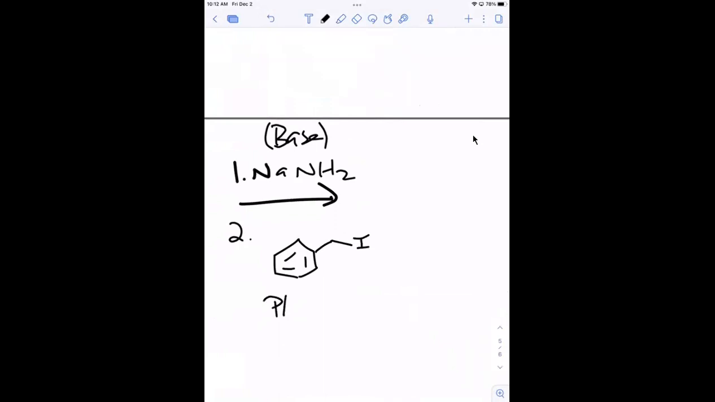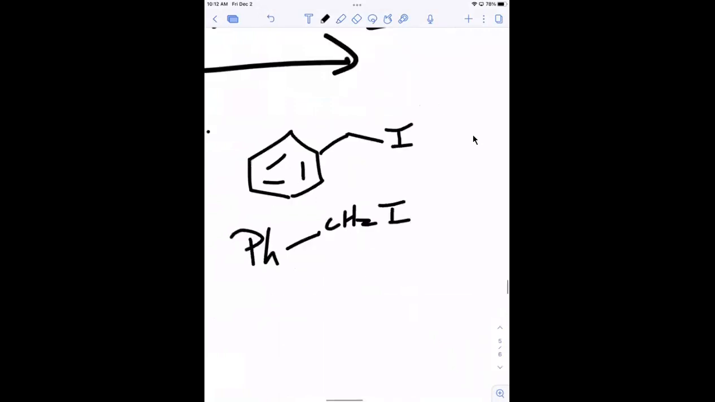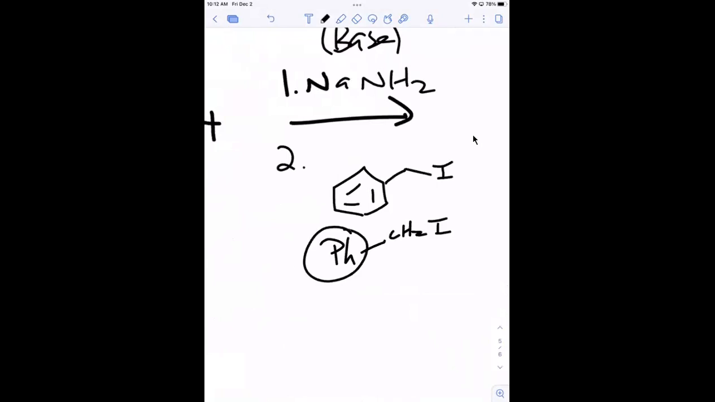This is Ph, and that Ph is simply an abbreviation for the aromatic ring. It's a way to abbreviate it to save space, and it's called a phenyl. Another name for the aromatic ring is a phenyl group when it's a substituent like that, or when we abbreviate it as Ph, we call it a phenyl group.